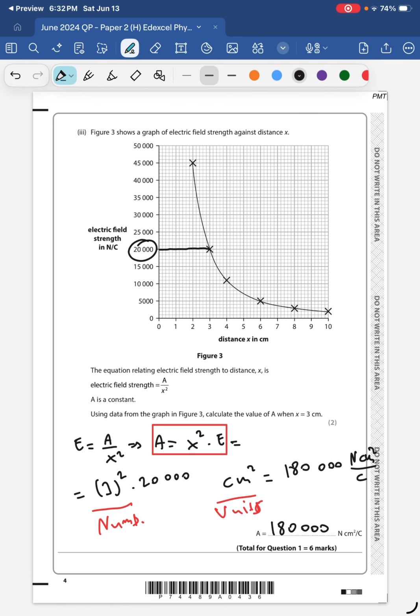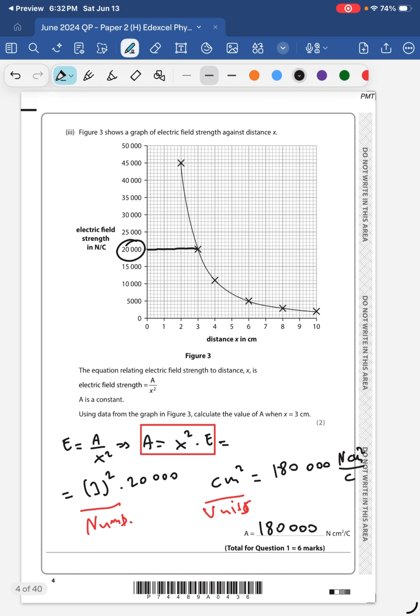That looks okay. So this was question 1, guys. So question 1 down. Let's move on to question number 2.